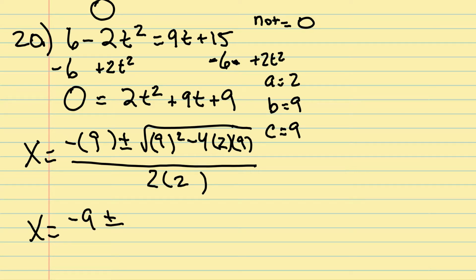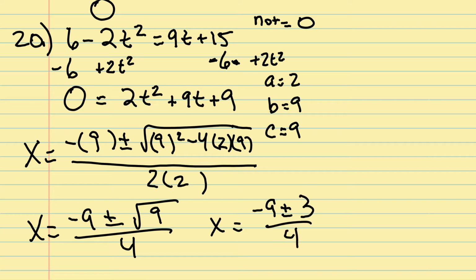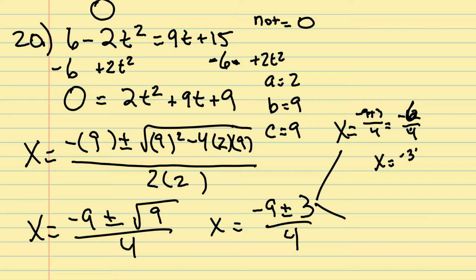I have 81 minus 4 times 2, which is 8 times 9, 72. 81 minus 72 is 9, the square root of 9 all over 4. Now, since 9 is perfect, I say x equals negative 9 plus or minus 3 all over 4. Since the radical is gone, I actually have to write this as two answers. I have to say x equals negative 9 plus 3 over 4, which is negative 6 over 4. So I get x equals negative 3 halves.